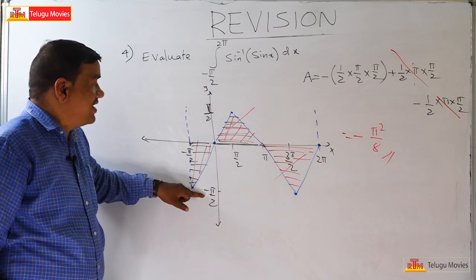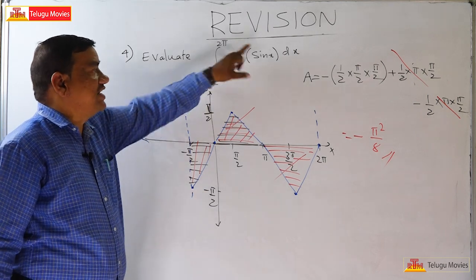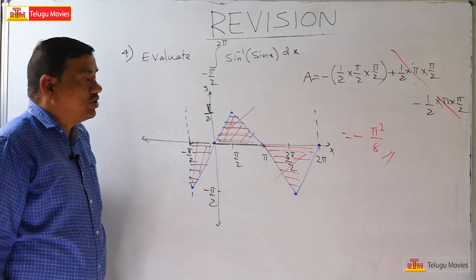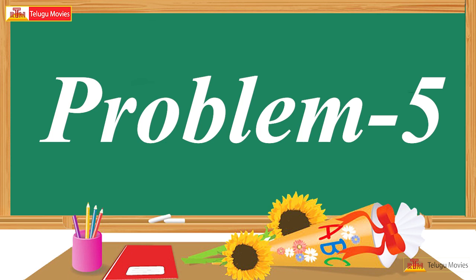Here also you have to take minus pi by 2 and plus pi by 2 for sine inverse of sine x, okay, right. I hope that you understand this solution. So, let us move to next problem.